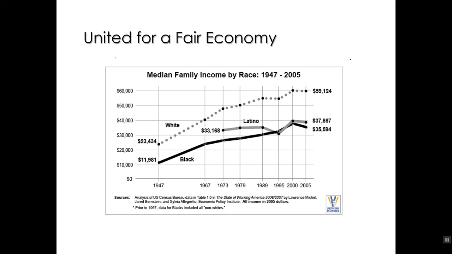That's a strong statement, so I guess I should back that up with some data. This is from an organization called United for a Fair Economy, and it's looking at median income levels, average income by race over a span of almost 50 years. We can see that while salaries increase for both black and white families, the average income for a white family has always been greater than for a black family. Also, comparing 1947 to the last year that we have, 2005, we see that the gap between white families and black families has widened.